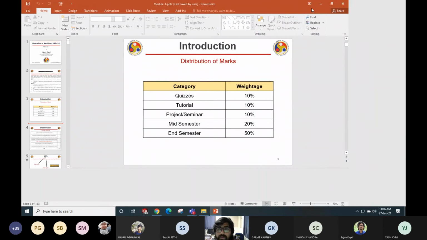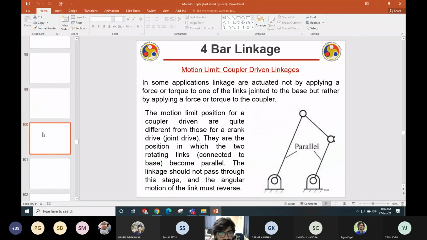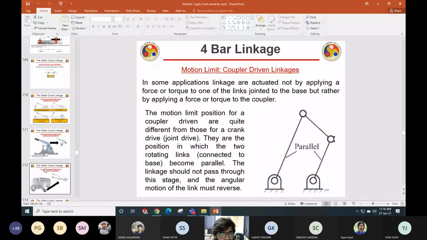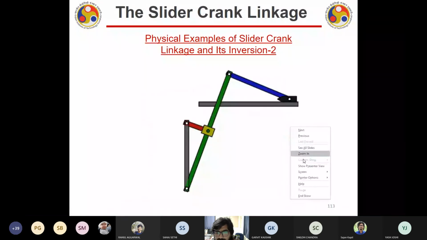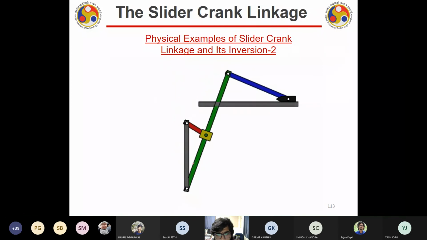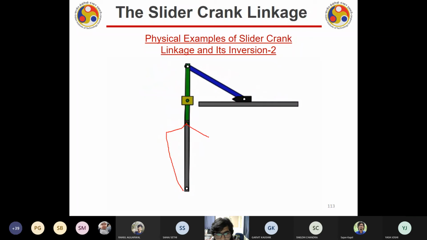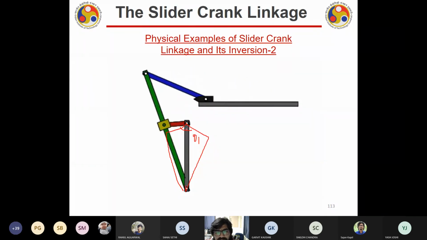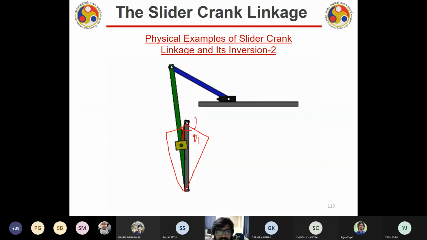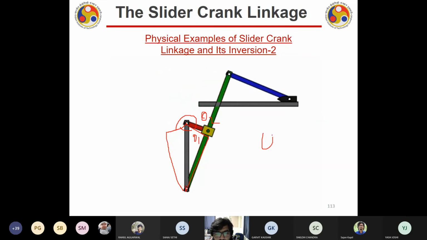Now you tell me, which angle is larger, theta1 or theta2? Let me just draw it again. So there are two angles. One is this one, which I'm calling theta1. In theta1, it is going back, and in theta2, it is coming forward. Which one is larger? Of course, theta2 is larger than theta1, right?